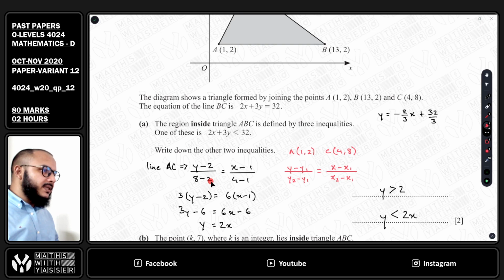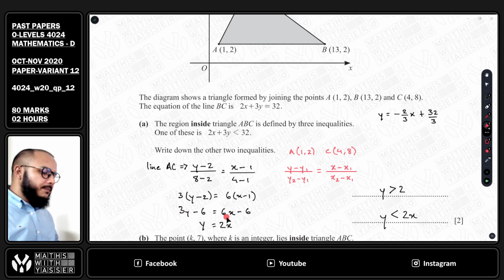8 minus 2 will be 6, and I need to cross multiply with this x minus 1, so it will be 6 times x minus 1. 4 minus 1 is 3, so I need to cross multiply 3 with y minus 2, and this will become 3 times y minus 2. Then we can expand the brackets. It will be 3y minus 6 equals 6x minus 6.